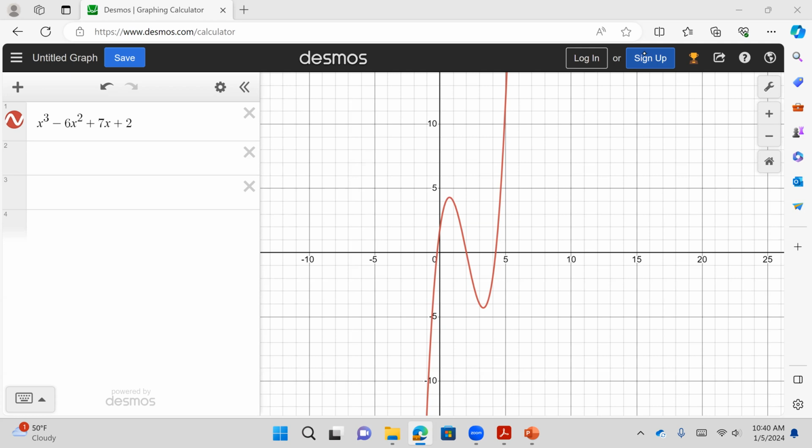Now let's talk about the increasing intervals, okay? This graph that we graphed here, this is the equation for the graph. It is increasing starting at -infinity because it's going forever down, right? And it stops right here. What is that x value? 0.709. So 0.709 is where it is increasing from here to here. Yes? Okay. Where else is it increasing?